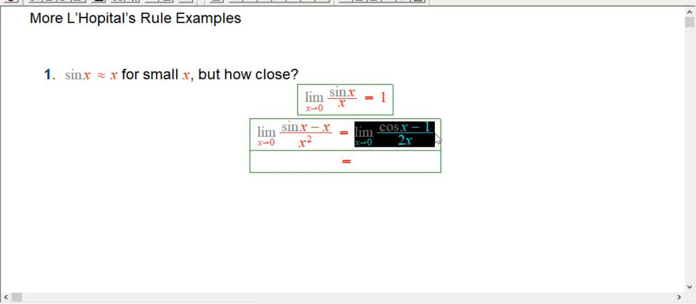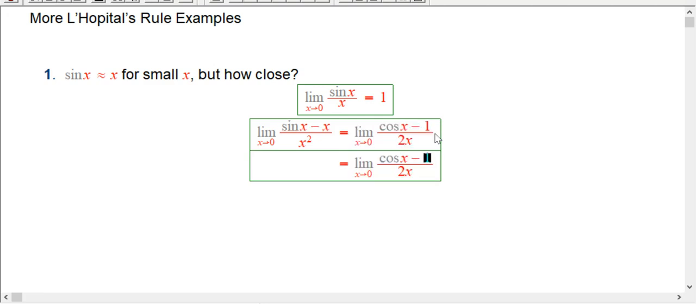And so we can take the derivative of the top again, and the derivative of the bottom just turns into 2. Okay, now the bottom is not going to 0. That's really where you want to end up at. The denominator is not going to 0. But sine of 0 is still 0. So in fact, the limit is 0.